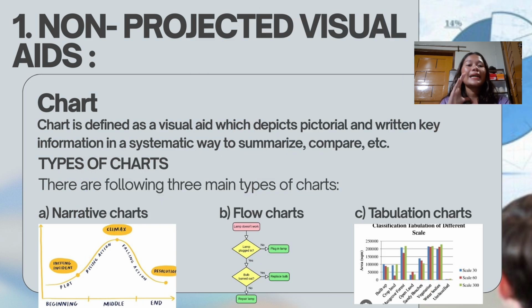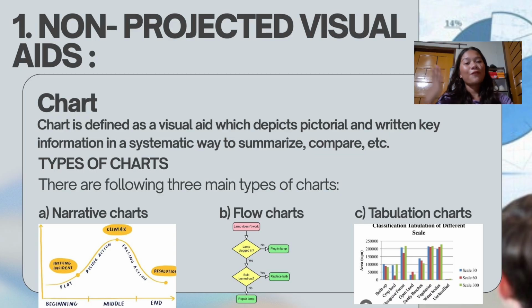These are the examples. Okay, first example is chart. A chart is defined as a visual aid which presents pictorial and written key information in a systematic way to summarize, to compare, and etc. We have different types of charts. I will tell you the three main types of charts: narrative charts, flow charts, and tabulation charts.